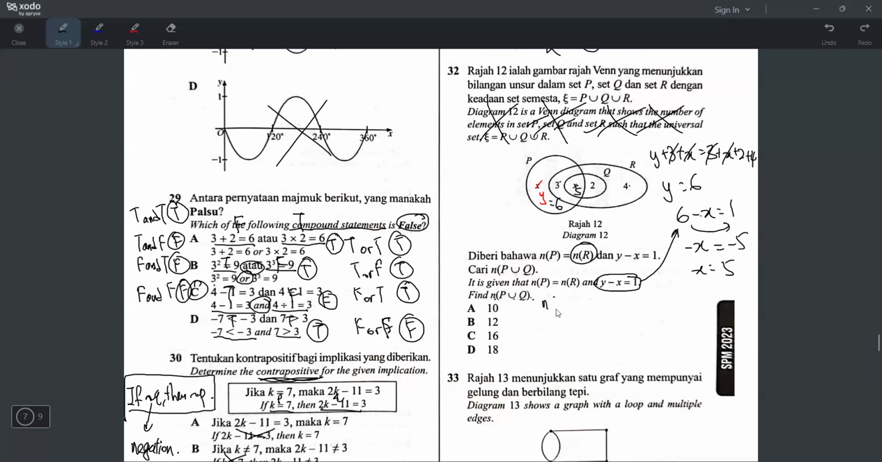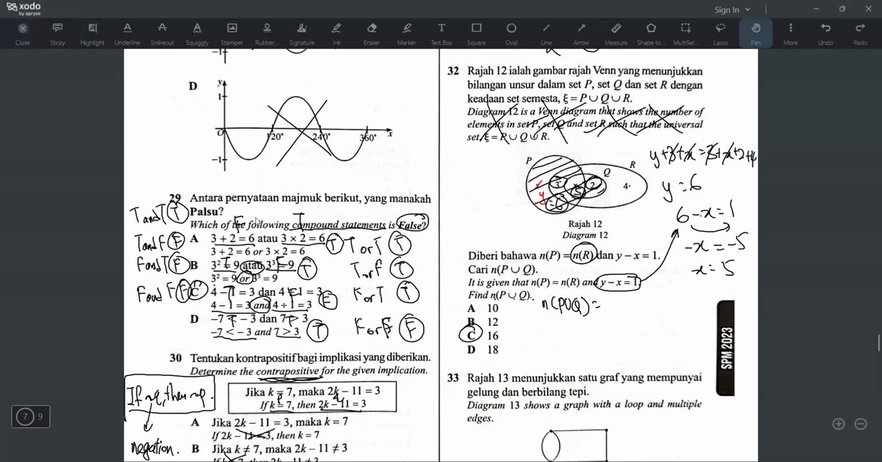So now I can find the n for P union Q. So P union Q means P dengan Q ambil semua. So this is P and this is Q. Okay. So you will take 6 plus 3 plus 5 plus 2. So tekan semua ni, you will get the answer. Okay, 16. Okay. So ini jawapan dia. Okay. Alright. So C is the answer.